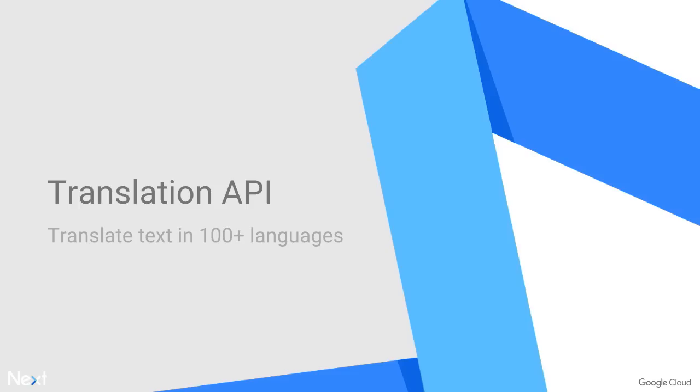So natural language API lets you do analysis on text. One other thing that you might want to do with text is translate it. You likely have users of your application all over the world. It'd be useful to translate it into their host language. The translation API exposes the functionality of Google Translate to developers and lets you translate text in 100+ languages.